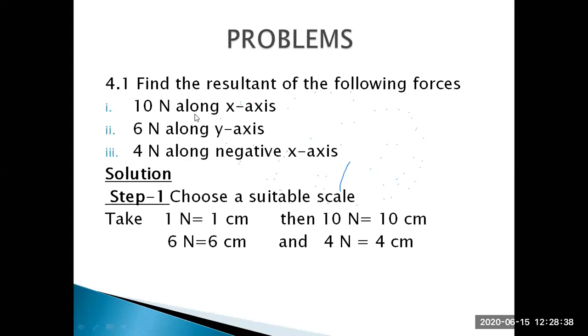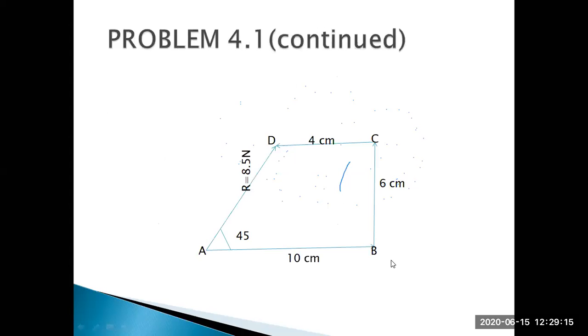Then 10 Newton will be 10 centimeter, which acts along the x-axis. 6 Newton is 6 centimeter, because 1 Newton is 1 centimeter, and similarly 4 Newton will be 4 centimeter. So I choose the scale, let 1 Newton be equal to 1 centimeter. Then 10 Newton will be 10 centimeter, acting along the x-axis; 6 Newton will be 6 centimeter, acting along the y-axis; and 4 Newton along the negative x-axis, which is 4 centimeter. Then I solve this.